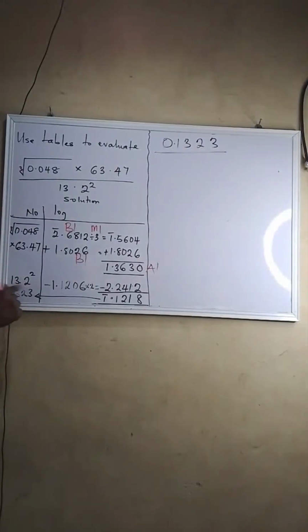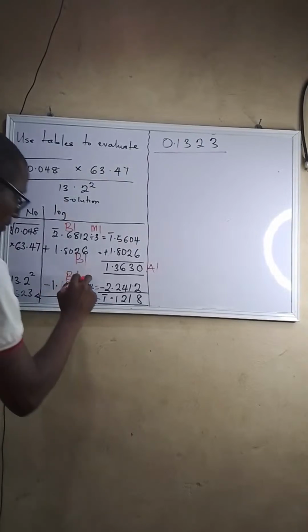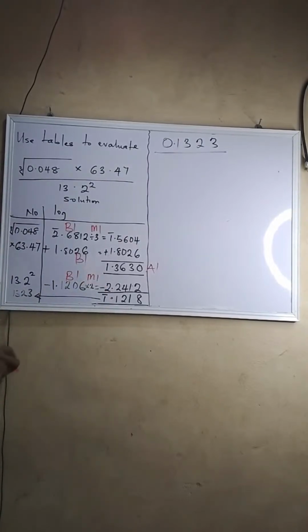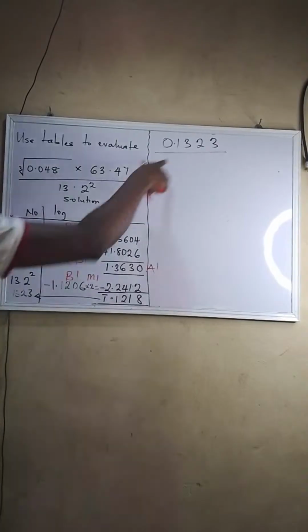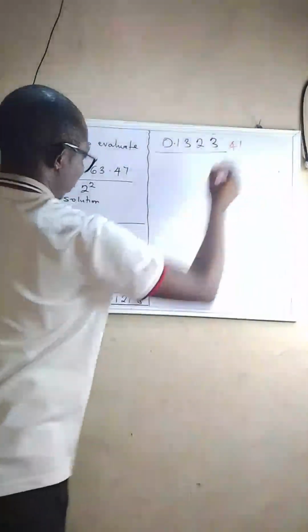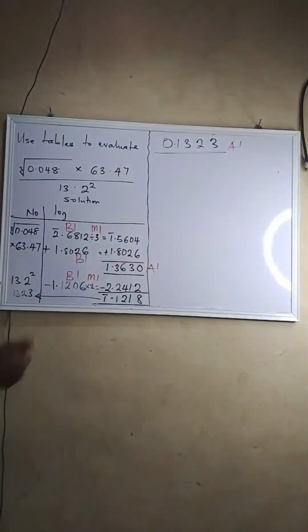Now let's look at this now. For checking 13.2 to be this, we have another block mark. Now for multiplying by 2, you have M1. And then for getting the answer to be this, you have A1. Now let's count. How many marks altogether? 1, 2, 3, 4, 5, 6, 7. 7 marks.